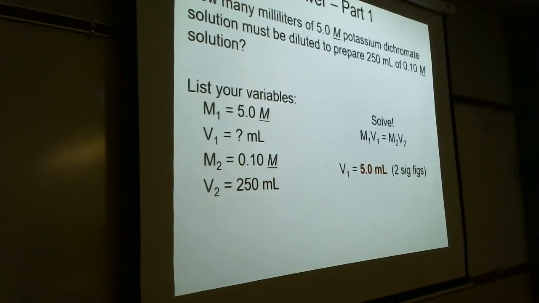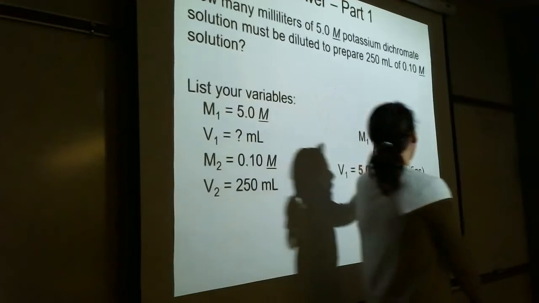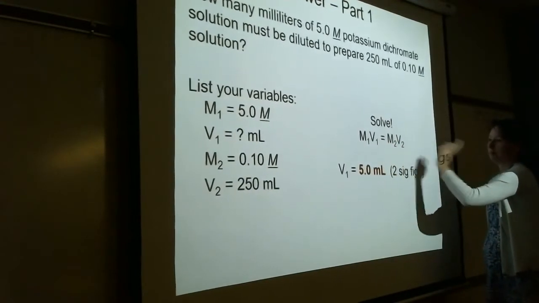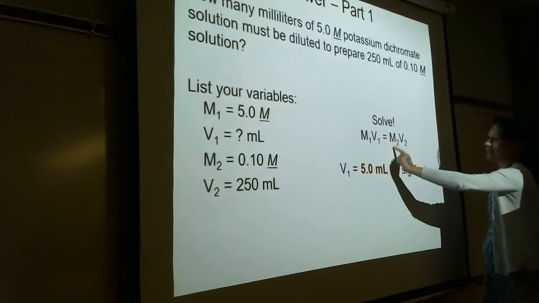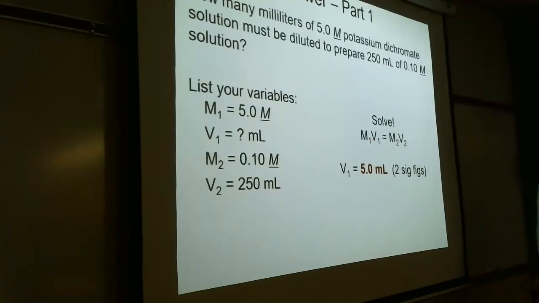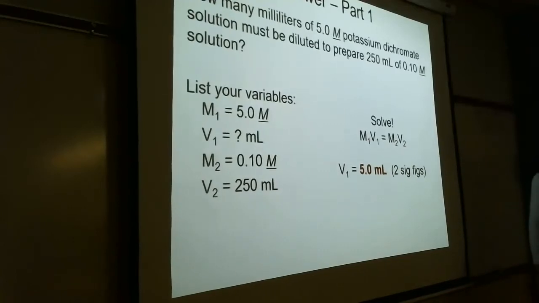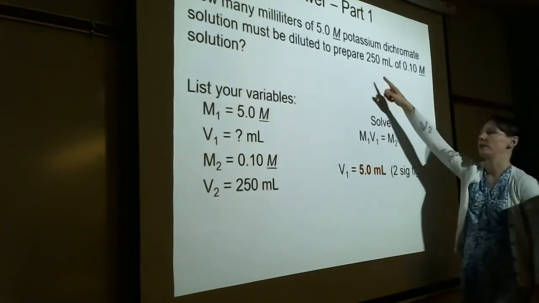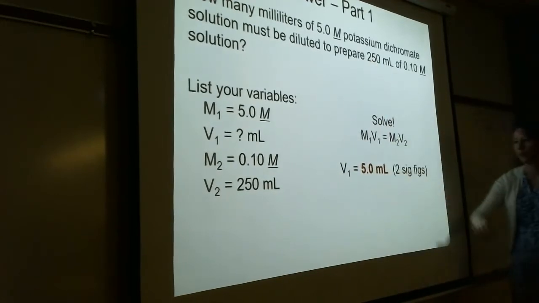Now we're just plugging into M1 V1 equals M2 V2. I didn't show the calculation because I think everybody in this room can do that successfully. Right? You'd say 5x equals 0.1 times 250. So 5x equals 25. I think everybody's good on that part. I hope. Two significant figures, right? 2 sig figs, therefore 2 sig figs.